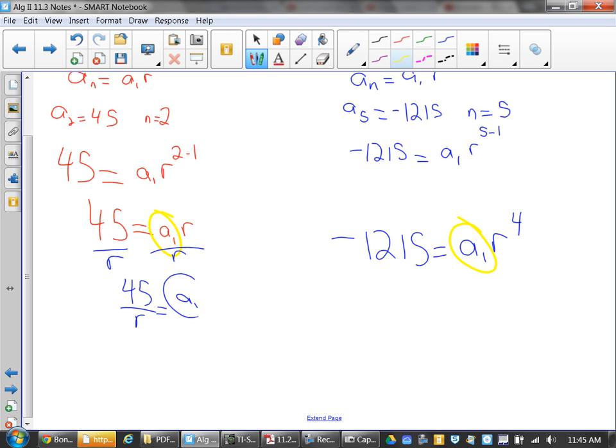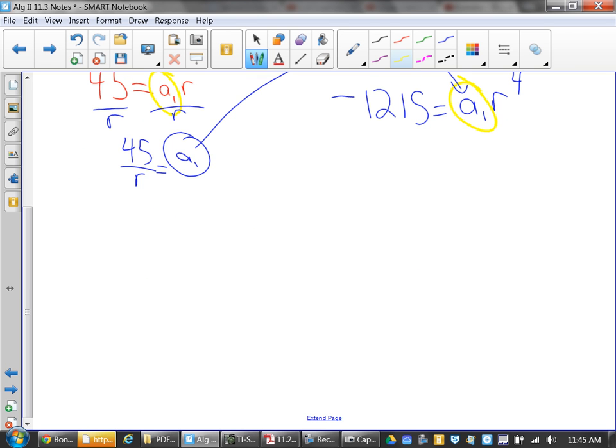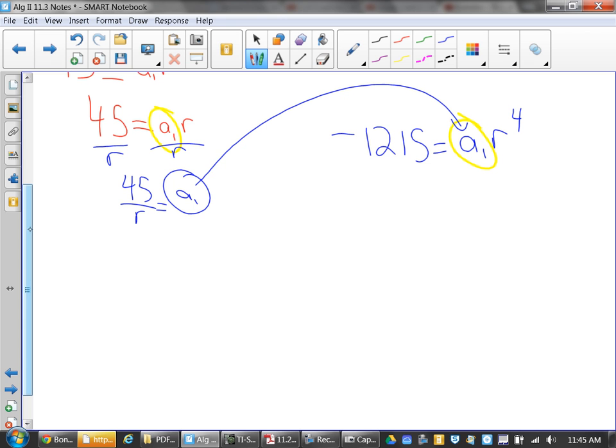Now, I can take this and substitute there. Now I have one variable. Okay? Here's where it gets messy though. Let me move this up a little bit. We have negative 12, 15 is now 45 divided by r times r to the 4th. Do you remember what you do with your exponents in this case? Not at all.